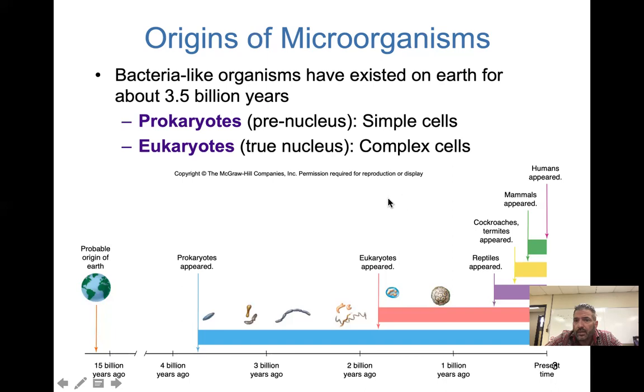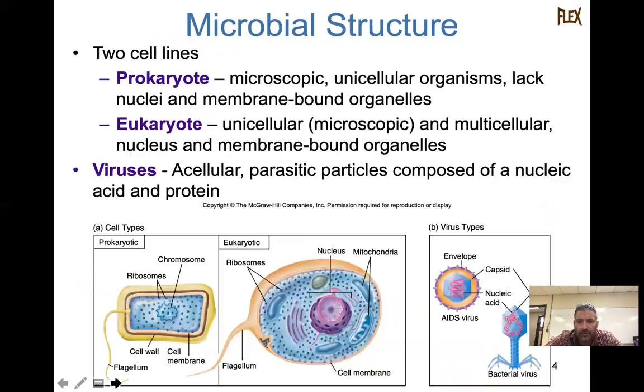Prokaryotes are pre-nucleus. These are very simple cells. Eukaryote, eu meaning true nucleus, are complex cells. And I will be asking you, I guarantee you, and other people will be asking you the difference between a prokaryote and eukaryote. Well, one is nucleated, one isn't. There's a difference with the DNA, its location, size is different. So those are three things that they'll be asking you, some variation of that in the future.